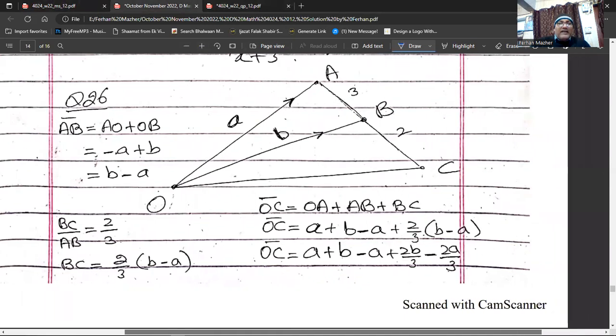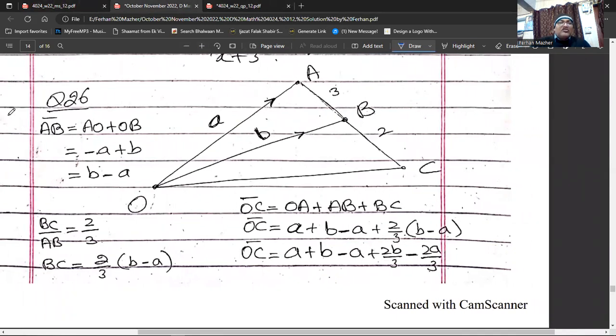Okay, so here we have question number 26. AB will be equal to AO plus OB, which will be minus a plus b, so that is b minus a. First of all, I'm trying to find out AB. Then BC: I know the ratio BC to AB is 2/3. That's the ratio between them. I know the AB value now, so BC will be equal to 2/3 of b minus a. Now I know the BC also.